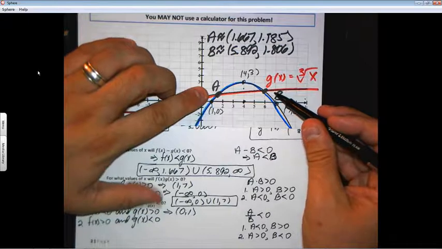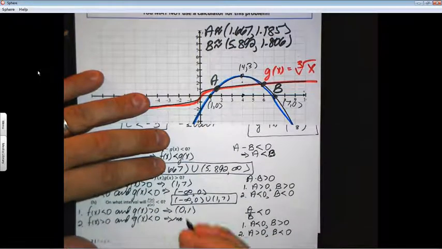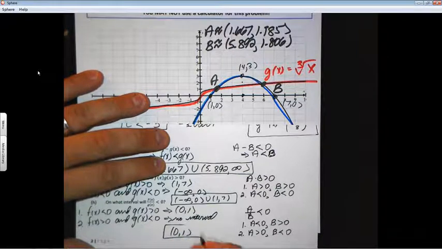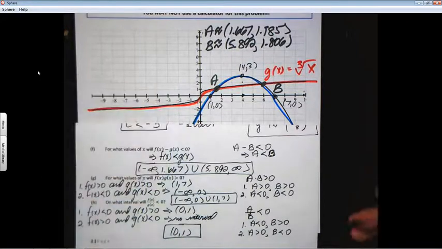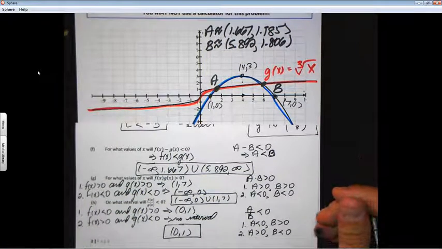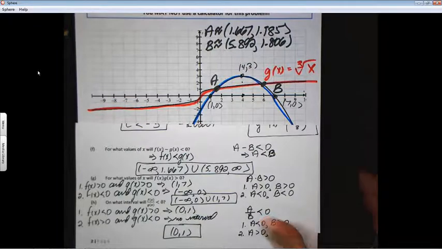Now we need f positive and g negative. Well, f is positive from 1 to 7. On that same interval, g is also positive. So what that means is that there actually is no solution. There is no interval where we're going to have f of x greater than 0 and g of x less than 0. So our final answer will be this interval 0 to 1.